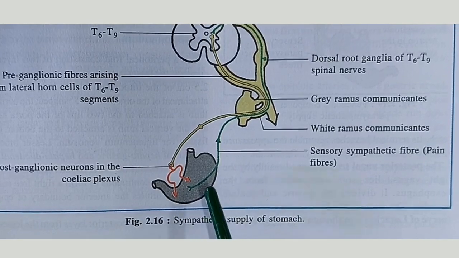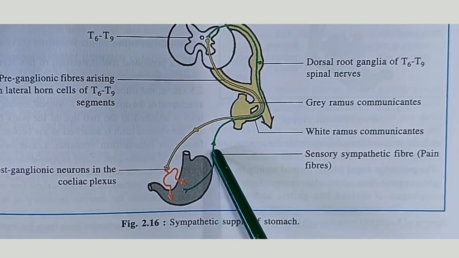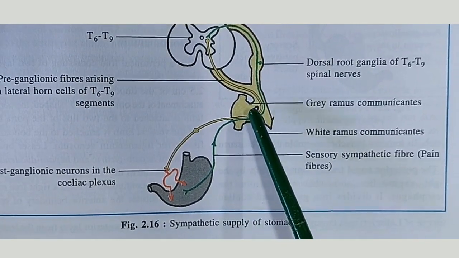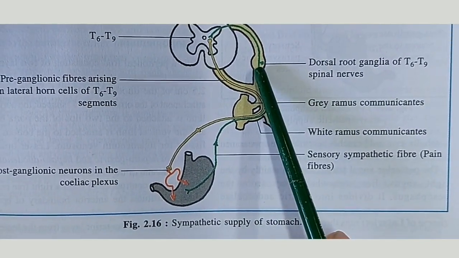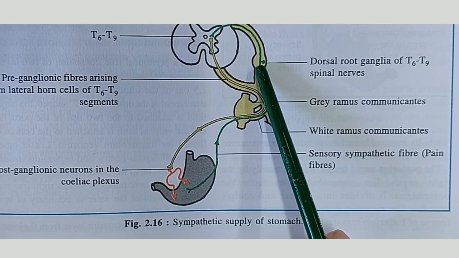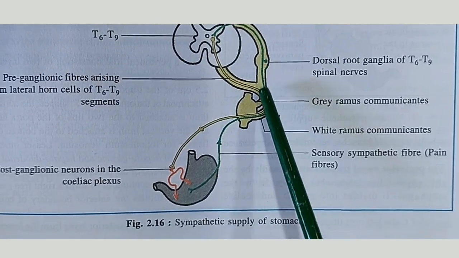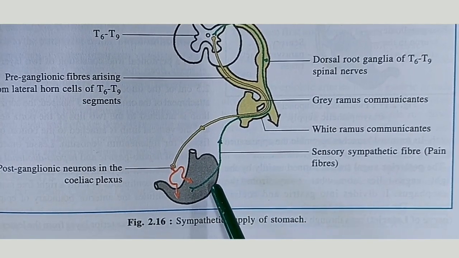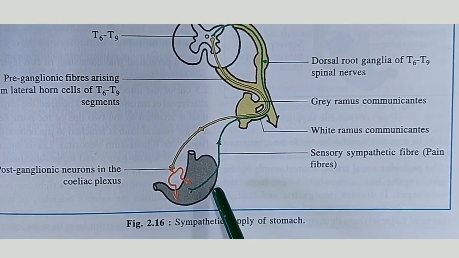Sensory sympathetic fibers convey painful sensation from the stomach, and their cell bodies are located in the dorsal root ganglia of T6 to T9, and that's why the pain of a gastric ulcer is felt in the epigastric region, because of the same segmental supply.